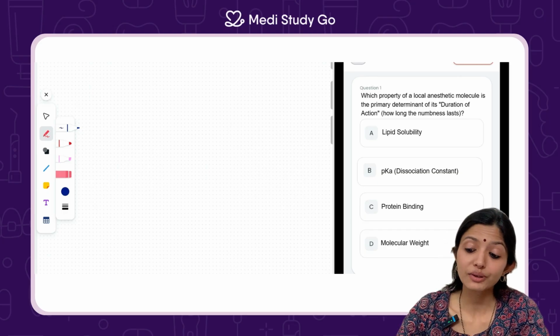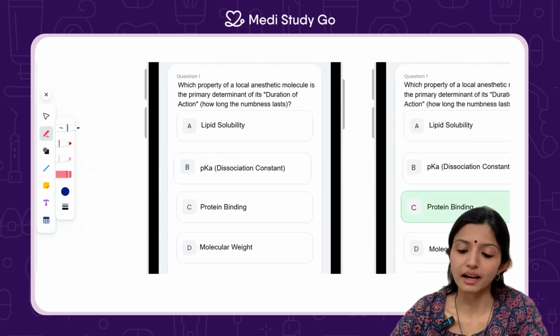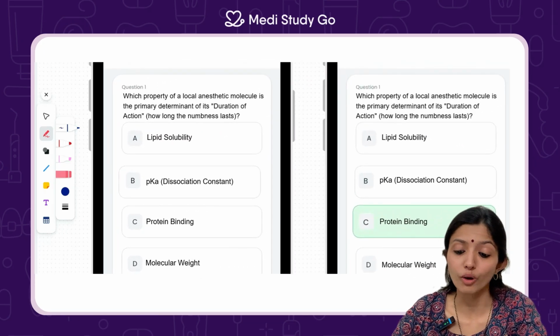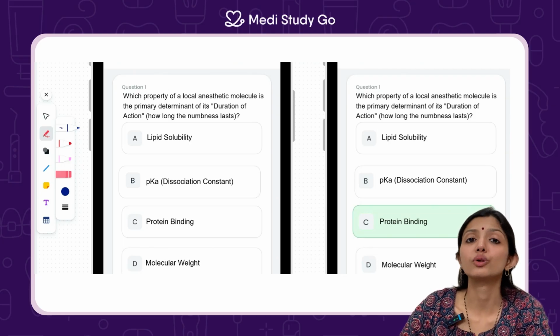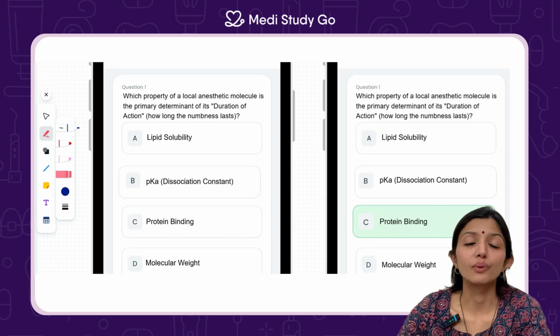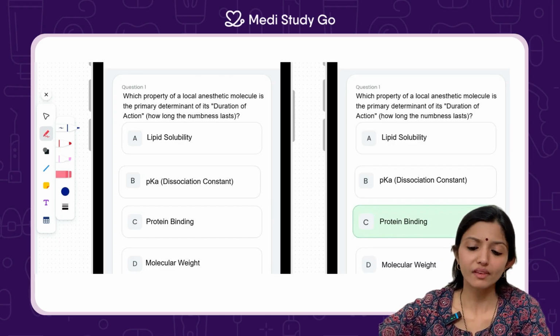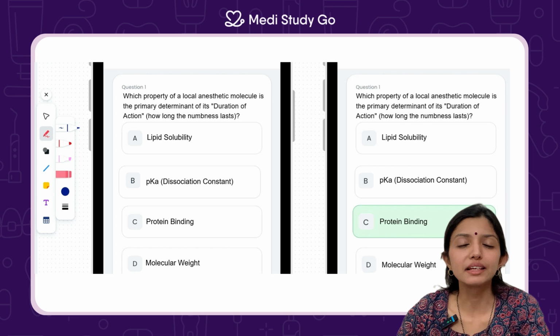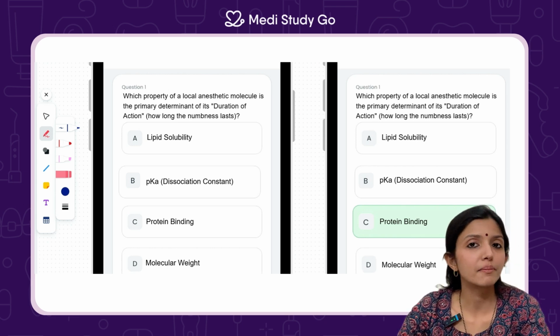Well, if you've heard today's lecture carefully, I'm sure you'll be able to answer that the answer for this MCQ is your protein binding. So as long as the LA molecule binds to the protein, that much longer will the LA effect last. So you have to know these factors very carefully, and these are very important from your exam point of view.